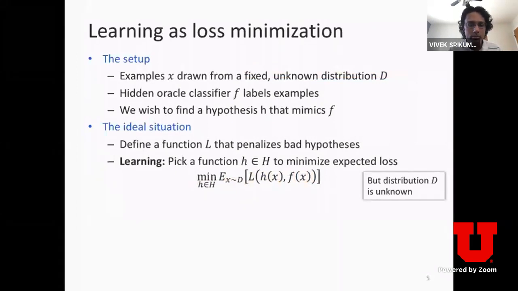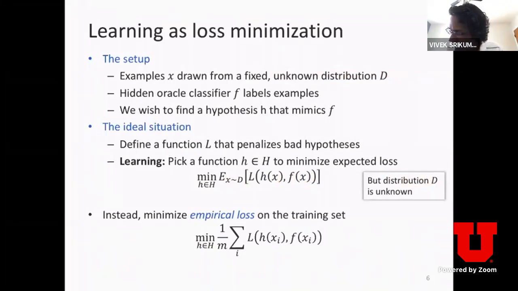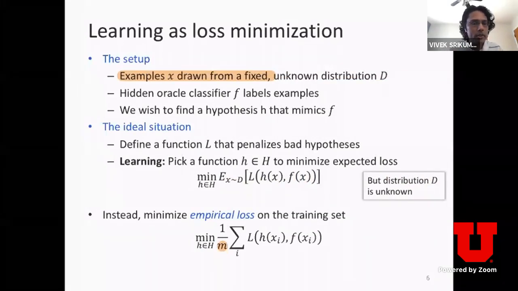Unfortunately, this is a problem because we don't know the distribution. The distribution D is unknown. So we need to somehow figure out how to get around that problem. The answer is we have a training set. The training set is simply a set of examples that are drawn from this distribution. It's a finite set of M examples that are drawn from this fixed and unknown distribution.